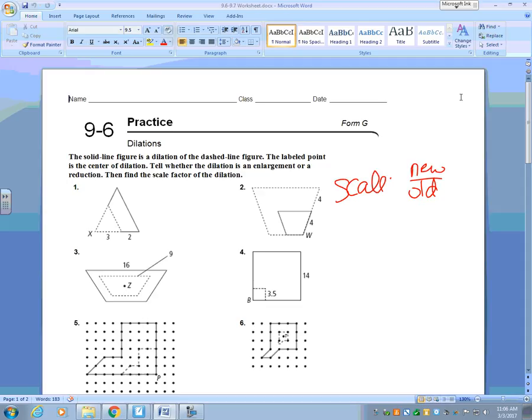So it's new over old. Old is up there. So 3 over 5. That would be 5 over 3, because the new is 5 and the old is 3. Sorry. Yeah, 5 over 3. Okay. 5 over 3.